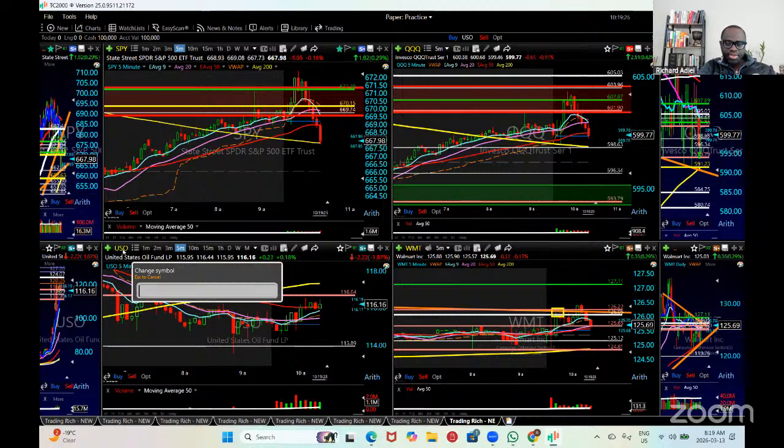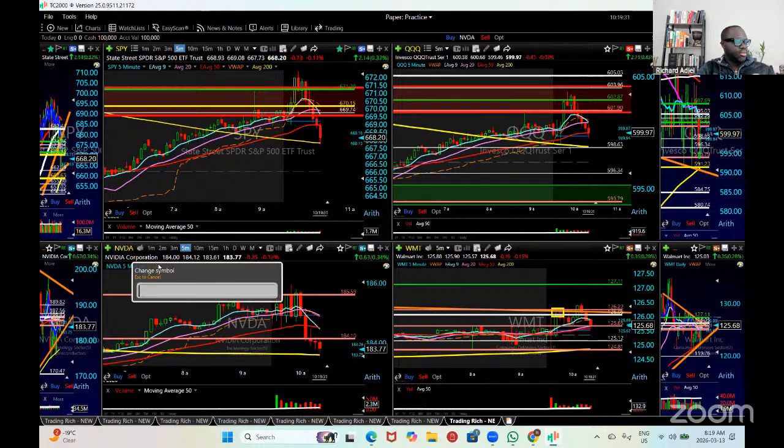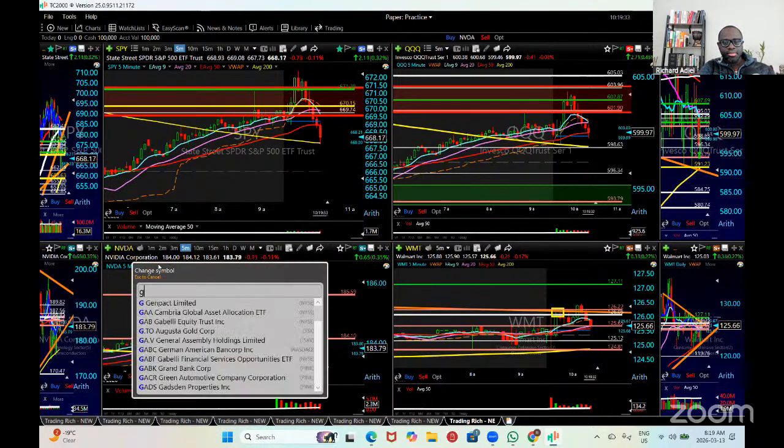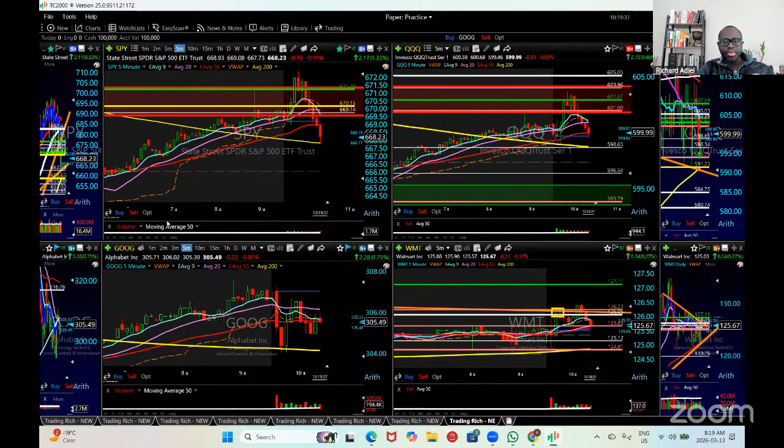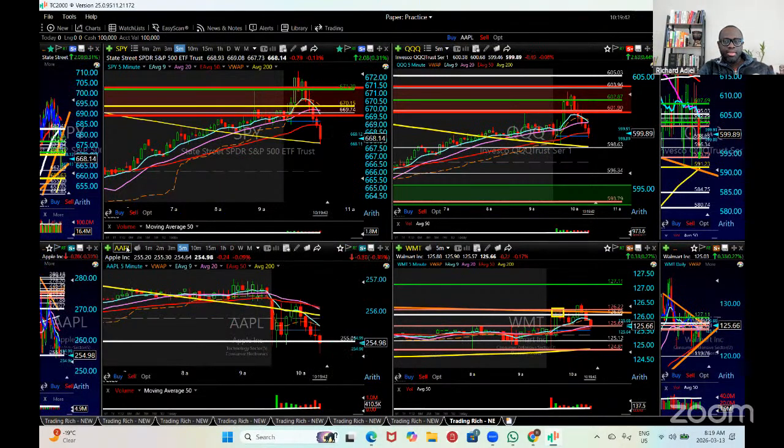Is it Nvidia up? Nvidia is even selling. Is it Google or something? What's holding it up? Oh, maybe Google. Apple. Let's check Apple. Apple is selling. So it's trying to hold here.